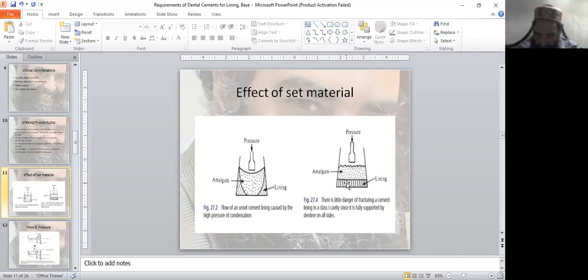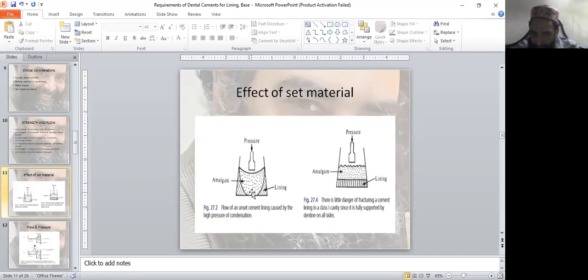This is a class 1 cavity. Dentine is fully supported, class 1 cavity, and it is fully supported with the dentine from the sides. And it is a fully set lining material. If it is not fully set and we are going to press it, then what happens? Then amalgam goes down, flow of an unset cement lining caused by high pressure. So the lining material is not set and we are going to press.